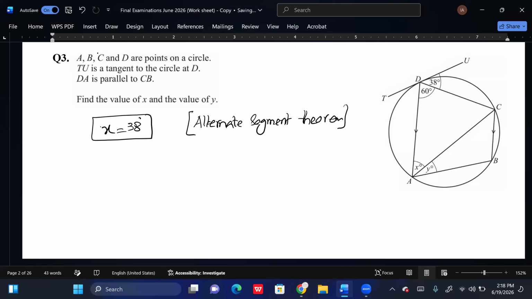The second thing is about y. Now, as you can see, these two lines are parallel, this one and this one. According to this, this angle will be x degrees. And this angle is opposite to this angle.